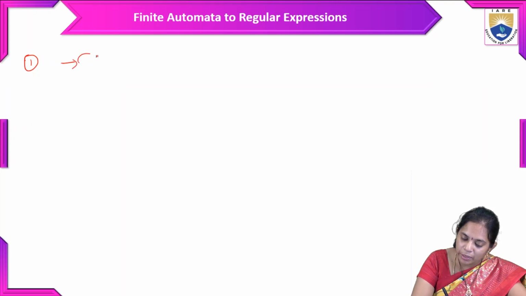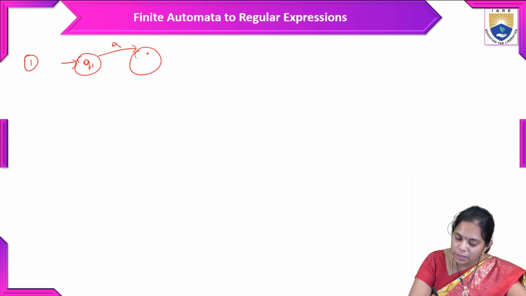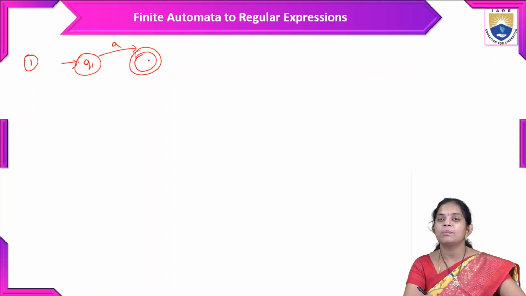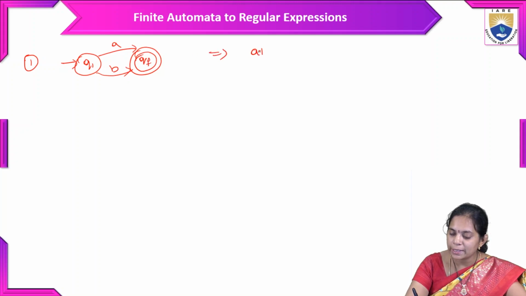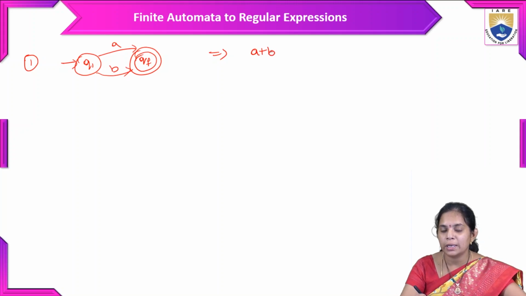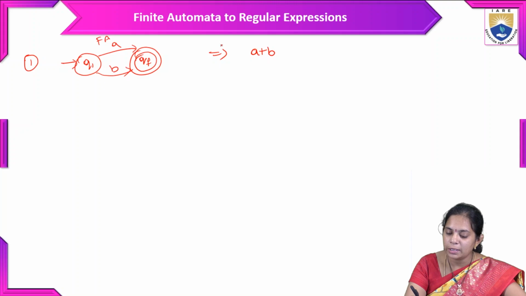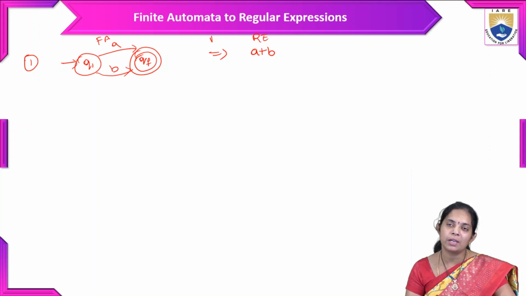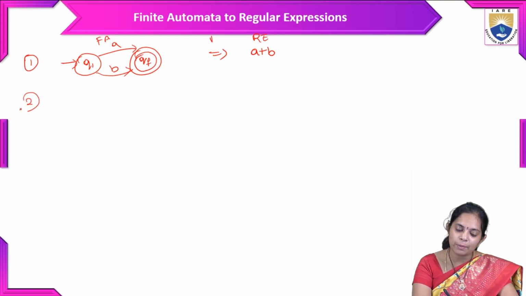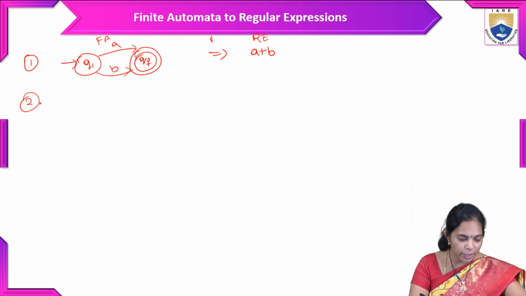For a plus b, we will write q1, and giving a, it is reaching the final state. We have two options: for two input symbols, it is reaching the final state. So that is nothing but qf, which is equal to a plus b. This is a finite automata and this is the regular expression. So we have two types here. When we are given a finite automata as input, we need to convert it to a regular expression. This is a simple example of finite automata. Let me take one more example.